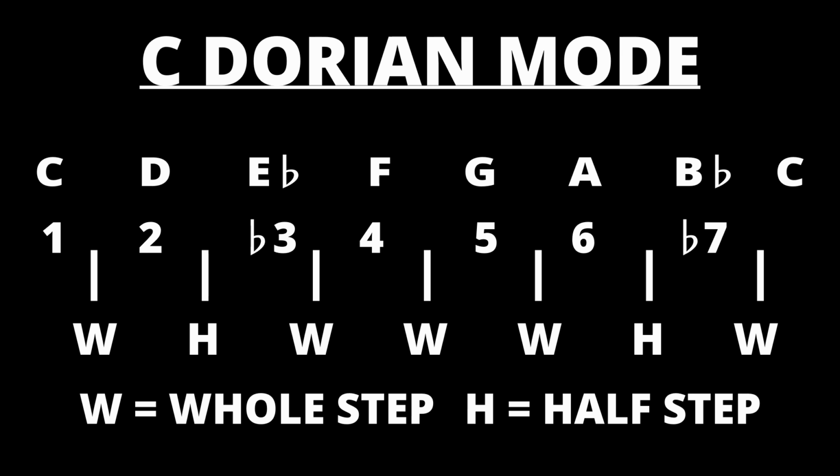C Dorian has the notes C, D, E flat, F, G, A, B flat, with the scale degrees 1, 2, flat 3, 4, 5, 6, flat 7. You'll see that the scale degree numbers show how the notes relate to the major scale / Ionian mode. This means that once you know the major scale, the subsequent modes are easy to grasp. Here the changes are a flat third and a flat seventh.